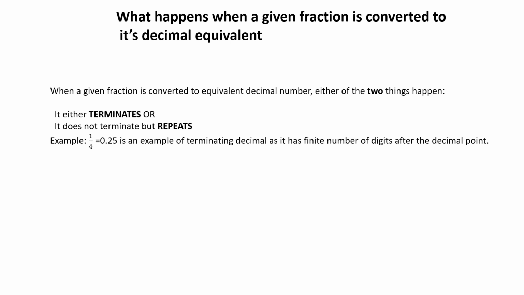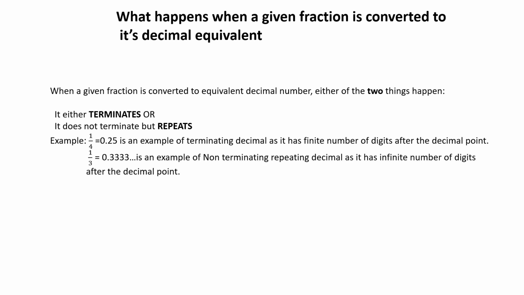For example, when 1 by 4 is converted to its corresponding or equivalent decimal number, it terminates. So we get the decimal equivalent as 0.25. Thus, it is an example of a terminating decimal as it has a finite number of digits after the decimal point.